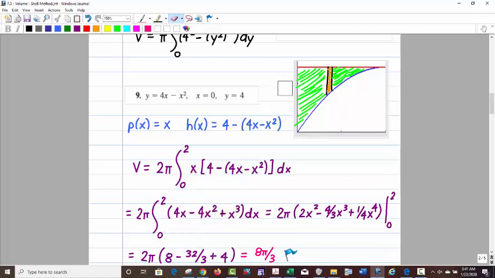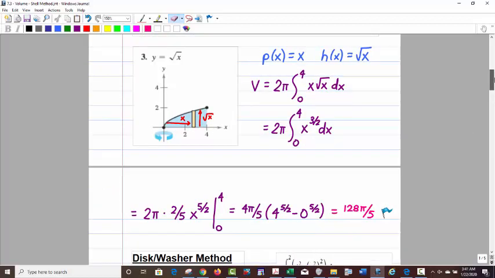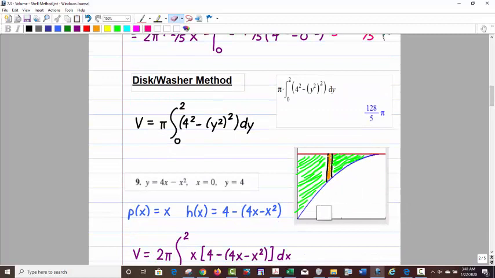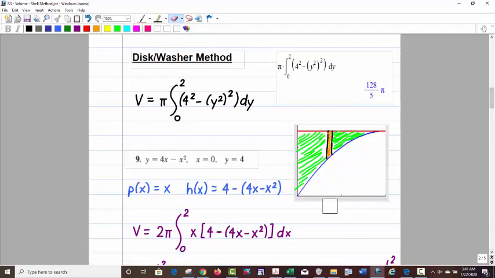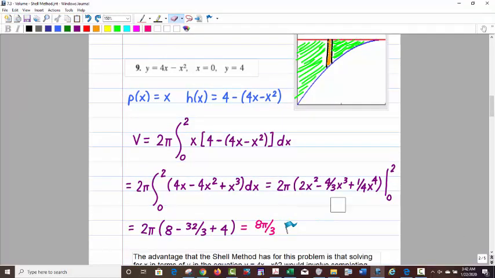0 to 2. It's vertical. Actually, the vertical is the same. So it's going from 0 to 2 horizontally, not vertically. Now, 0 to 2 on the x-axis. And then the antiderivative, it looks like I erased something there. It's going to be 2x squared minus 4/3 x cubed plus 1/4 x to the 4th. Plug in 2, plug in 0.